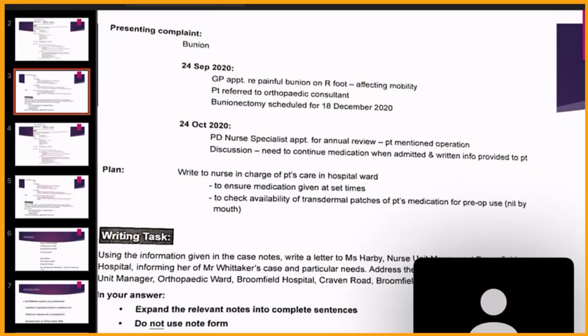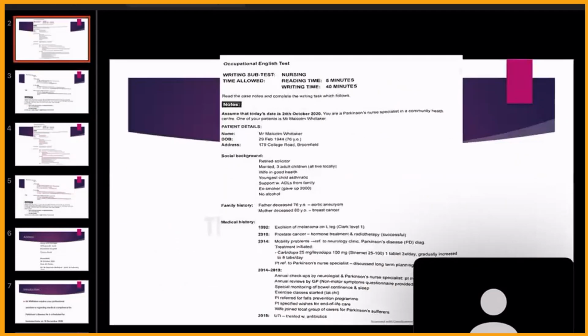Plan: write to the nurse in charge of the patient's care in the hospital ward to ensure medication is given at set times, and to check availability of transdermal patches of the patient's medication for pre-operative use, nil by mouth. Okay, so now let's read from the beginning.